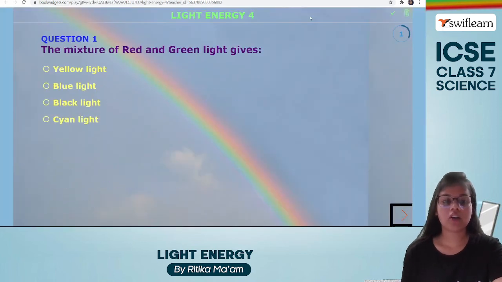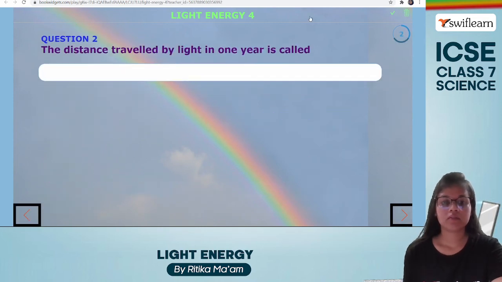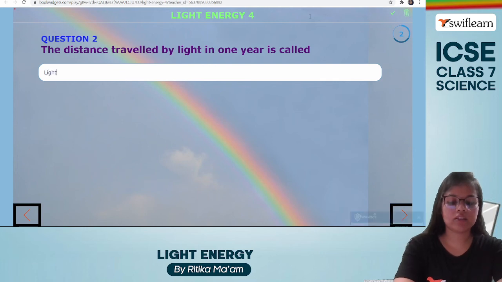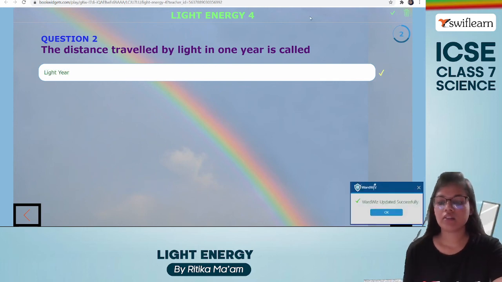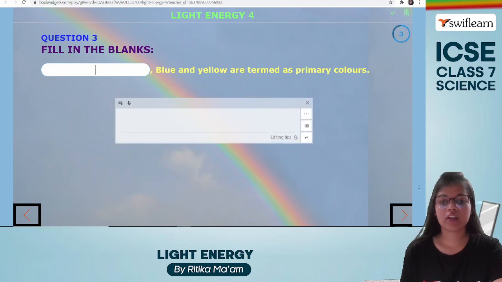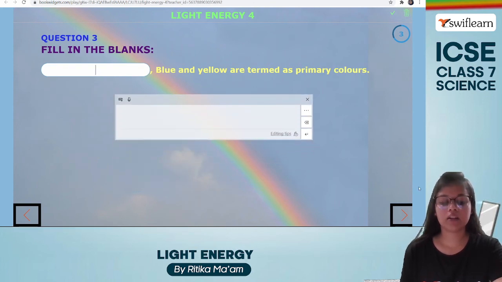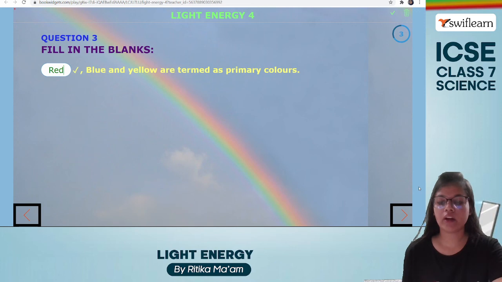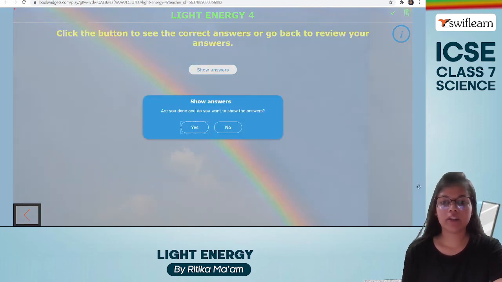Alright, the mixture of red and green gives yellow light. The distance traveled by light in 1 year is known as a light year. And red, green, blue and yellow are termed as primary colors. So red, blue and yellow are primary colors.